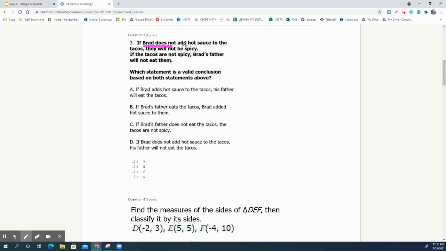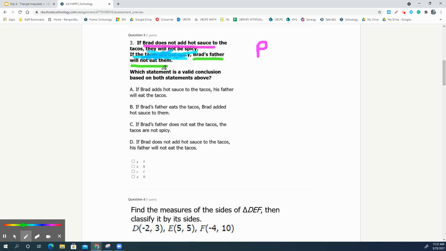If Brad does not add hot sauce to the tacos, they will not be spicy. Then the tacos are not spicy. That's the same. Brad's father does not eat them. That is something new. So my blue things can cancel out. I've got the ending and the beginning of a sentence that are the same. So the blue ones cross out. I don't need that spiciness anymore. I've got Brad does not add hot sauce. That's a P.